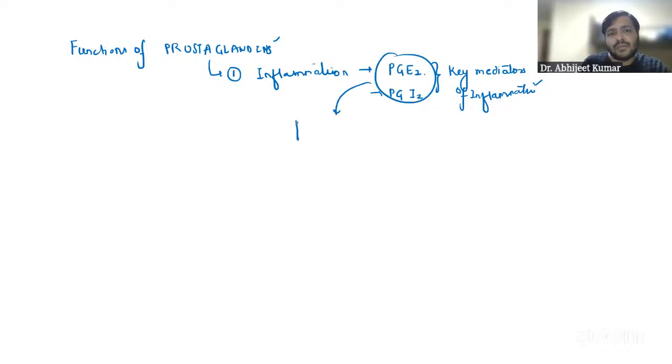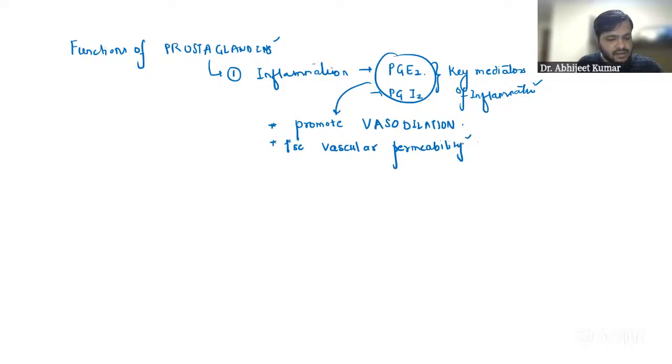Remember, very important, they promote vasodilation. They will help in the dilation of the blood vessels. They increase vascular permeability, right? So, yes. And obviously, if we are talking about inflammation, which enzyme is it? Actually, COX-2 is the one which is particularly important in inflammation.